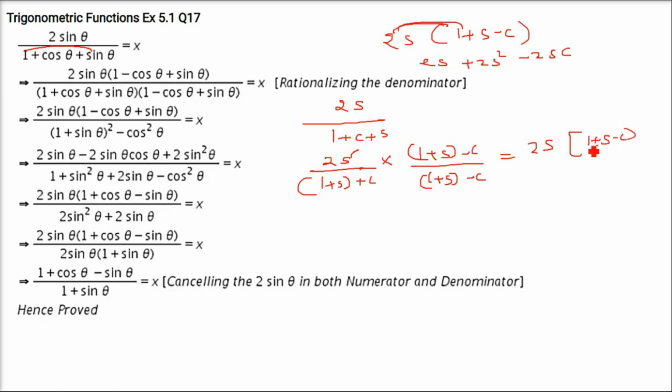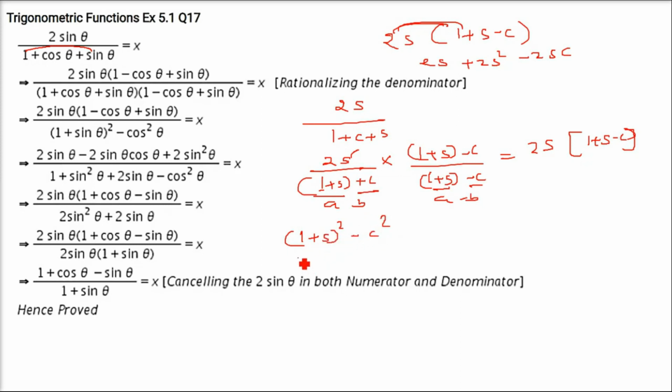I'm not multiplying it. Let it be like this. Because in the denominator, what do you see? This is a, this is b, a, b. So a plus b and a minus b. So you get a square minus b square. That is (1 plus sine) whole square minus cos square.